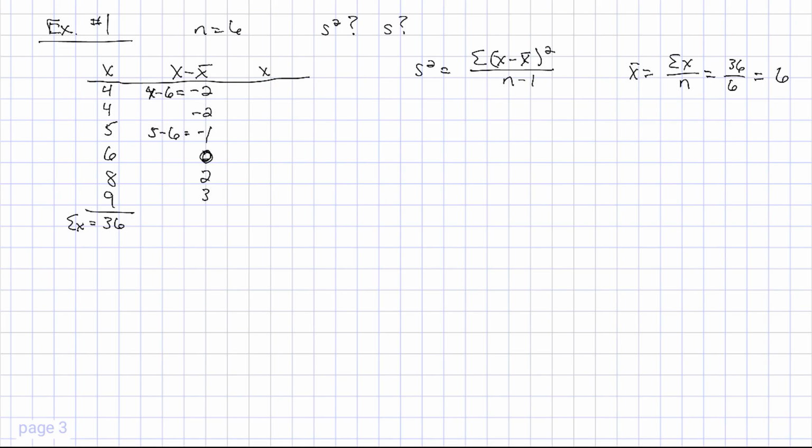Then we're going to do x minus x bar squared, which is taking each of the values that we just calculated and squaring those.